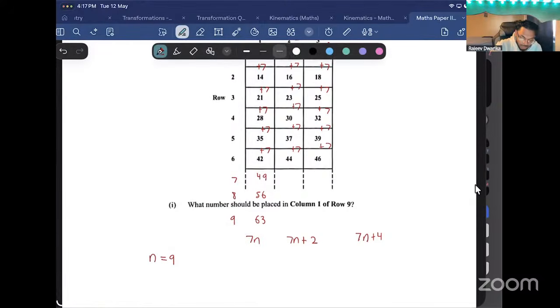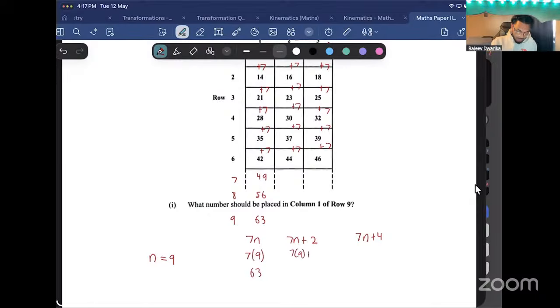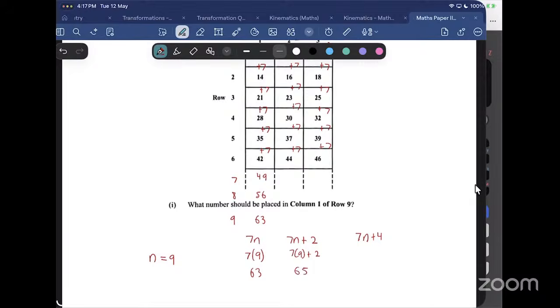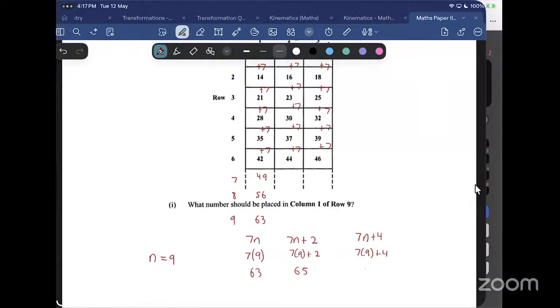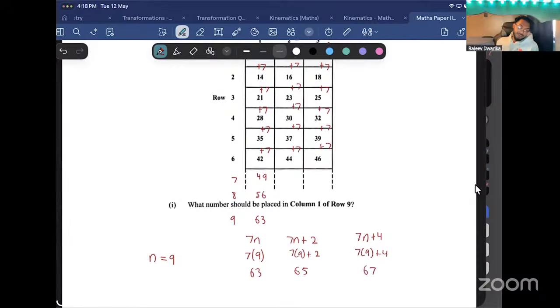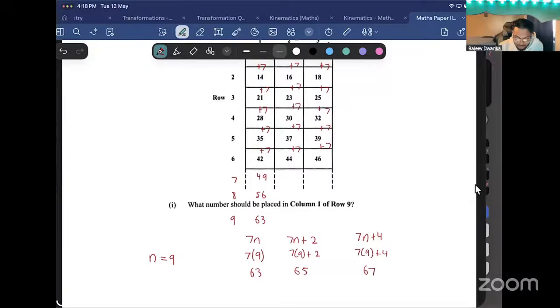N would be equal to 9. And if you wanted to calculate that quickly, that'll be 7 by 9, which is 63. 7 by 9 plus 4, so 63 plus 4 is 67. Yeah, so that's the answer.